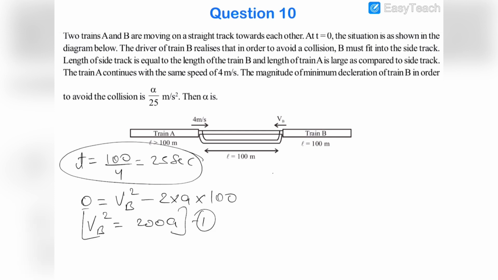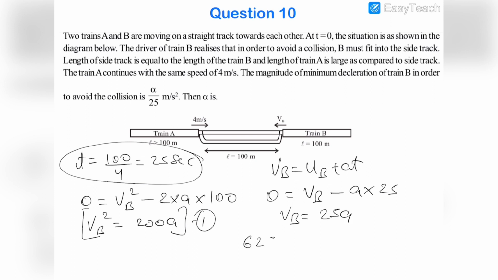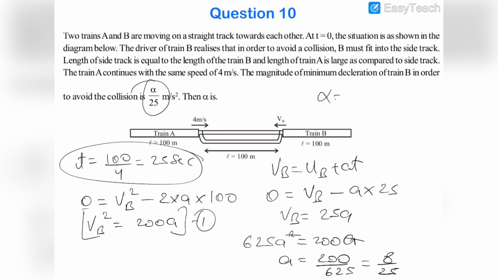Now the second equation will be coming from v is equal to u plus at. So v is 0, u is VB, and a is minus a, into t. Now time is 25. So we can substitute the value of VB here. So VB in this case would be equal to 25a. So 625a squared is equal to 200a. Cancelling this a with a, this a is equal to 200 by 625. So we can see that it is 8 upon 25, and therefore this alpha is equal to 8. So the correct answer is 8.